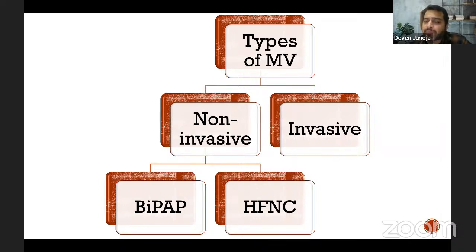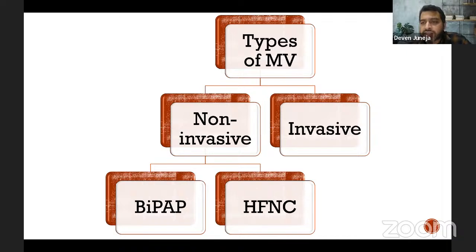The second would be hypoxemia, so to give oxygen. And the third is to reduce the work of breathing. So all the other clinical conditions which we have just discussed will broadly fall into any of these three categories. So if any of these three things are present, hypoxemia, hypercapnia, or increased work of breathing, the patient may benefit from use of mechanical ventilatory support, be it invasive or non-invasive.